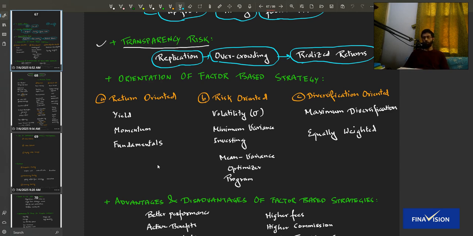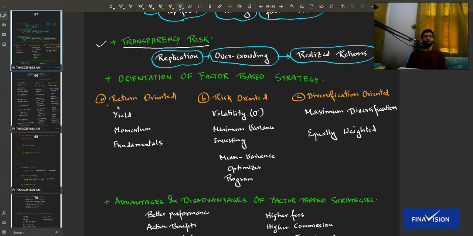Now friends, why should we focus on factor-based strategies when we already have market-based strategies or market-weighted indexes freely available, very readily available? The reason is factor-based strategies try to get more returns or risk-adjusted returns in terms of their portfolio allocations. And based on this basic premise, many kinds of strategies can be designed. The strategies can be return oriented, they can be risk oriented, they can be diversification oriented in case of factor based strategies.